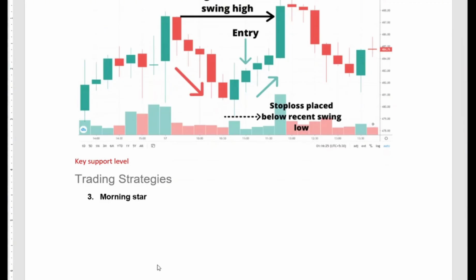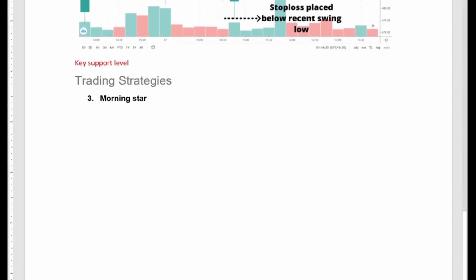Okay, and the next candlestick pattern, thank you so much for your feedback. The next candlestick in today's topic is the morning star, and it's going to give you more options to set up the entry zone. And I will point out the advantages and disadvantages as well.